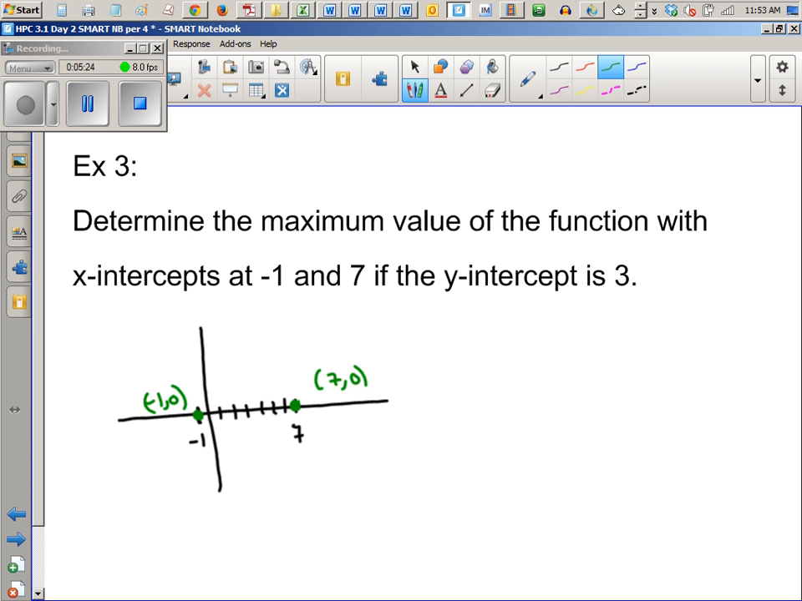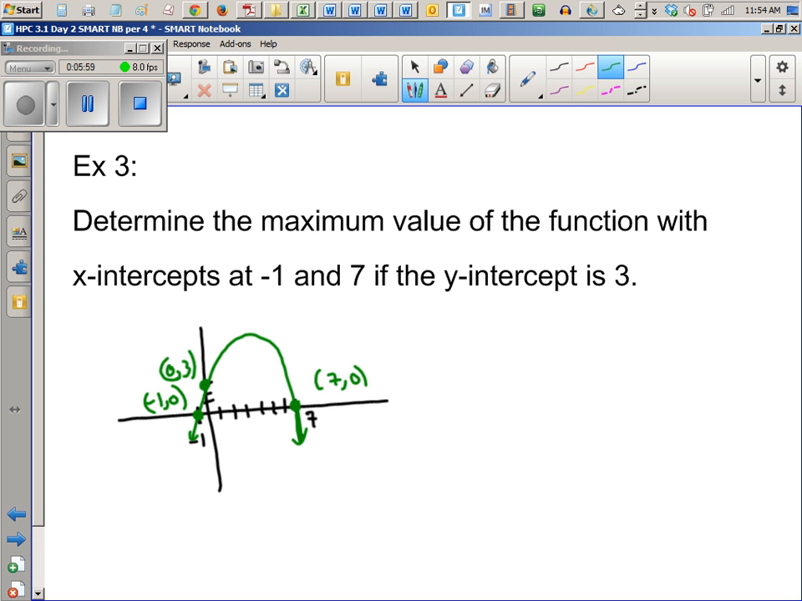Okay, and then they said the y-intercept is 3, so that would be this point. I'm going to write that as (0, 3). And if this is a parabola, I believe it has to open downward, right? So it kind of makes sense if the graph looks like this. It would not make sense for this parabola to open upwards at all. Okay, is everyone with me so far?